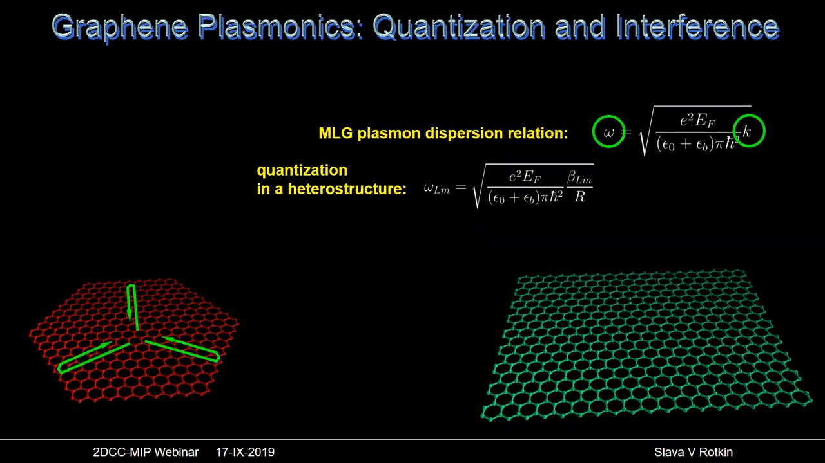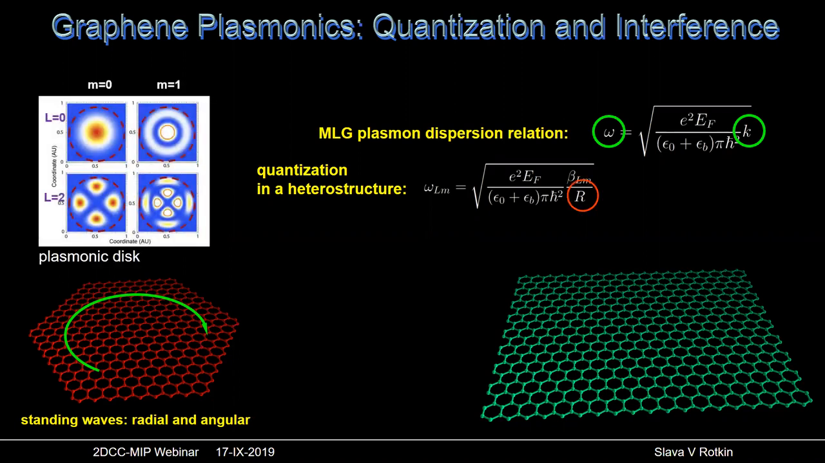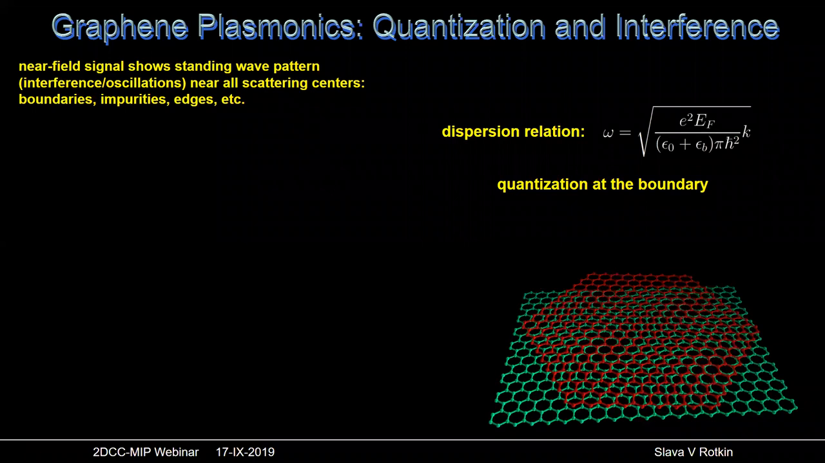So reflection from the edge or even circumferential motion of the plasmon produces patterns shown here, which resemble atomic wave functions with the quantum numbers corresponding to the radial and angular motion. And the quantization makes the wave vector proportional to the reciprocal size or radius of the disk. So all of that is very well known.